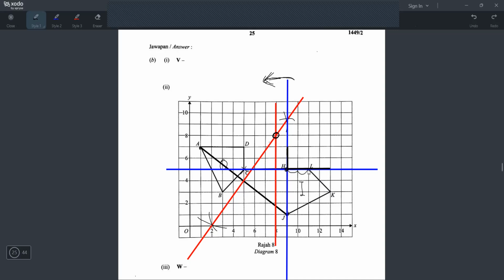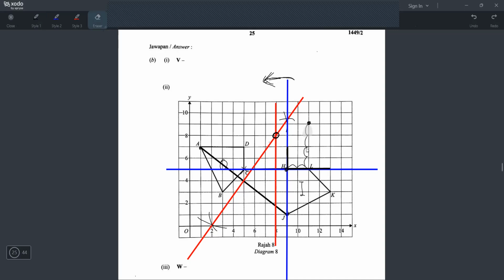So it will be 1, 2, 3, 4, 4 horizontal, and then 1, 2. So horizontal 4, vertical 2. Terbalik kan? Horizontal 2, vertical 4. But this time you will go to the right and then go up. Horizontal 2, vertical 4. This is your new point.